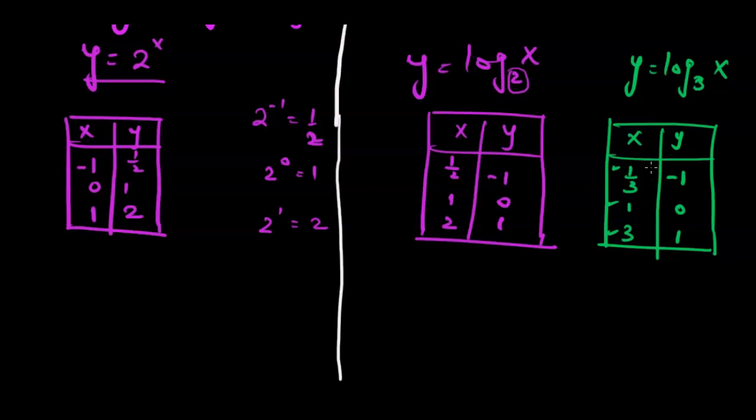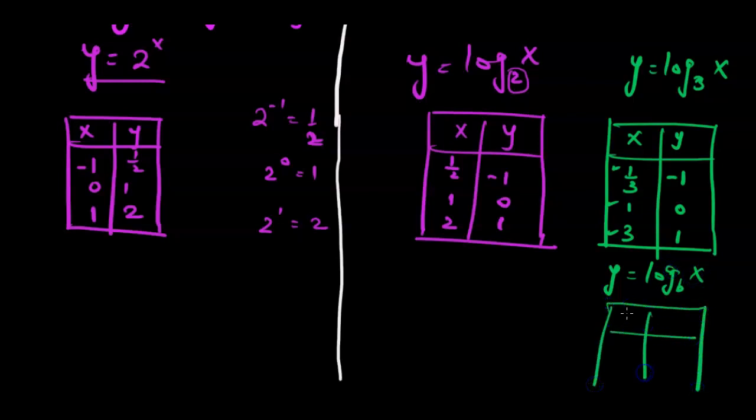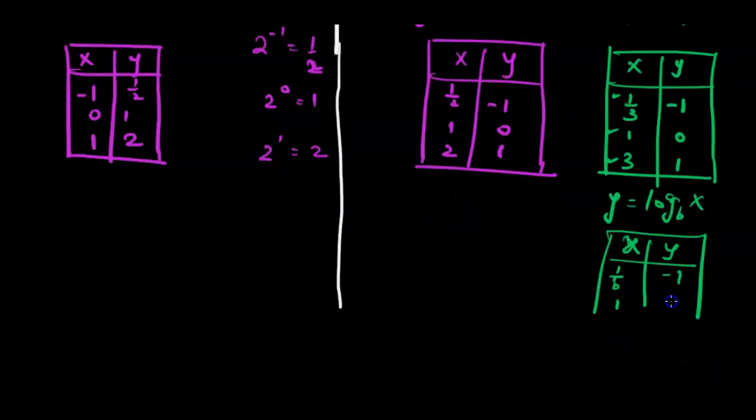And how do we decide it? If we write it as a general log to the base b of x equation, then we always remember this would look something like this: 1/b gives you a -1, 1 would give you a 0, and b itself will give you a 1.